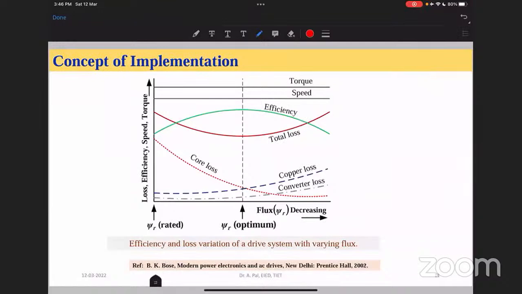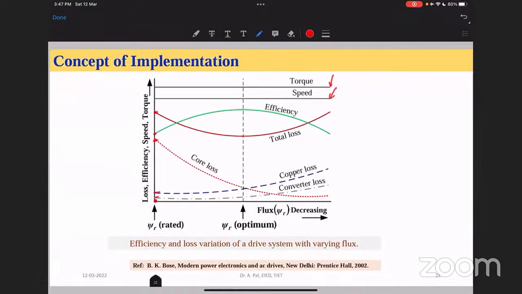So here we have taken a machine and this machine operates at a particular speed and particular torque condition. Consider the machine is operated at derated condition, that means light load, low speed condition. The x-axis basically represents the machine flux, and the y-axis represents the different curves like loss, efficiency, speed, and torque. At this point, I have considered the rated flux point. If the machine is operated at rated flux, then this is the efficiency, this is the total loss, this is the core loss, and this is the copper loss and the converter losses of the whole drive system.